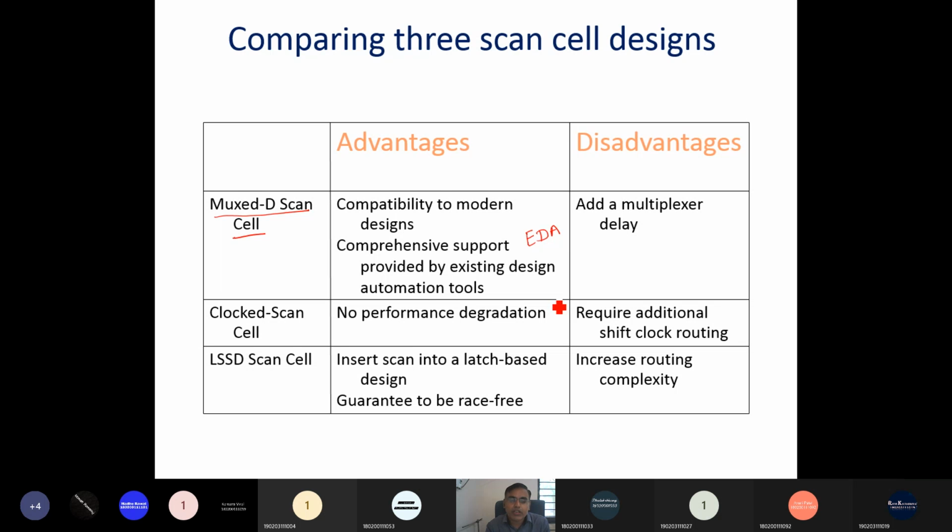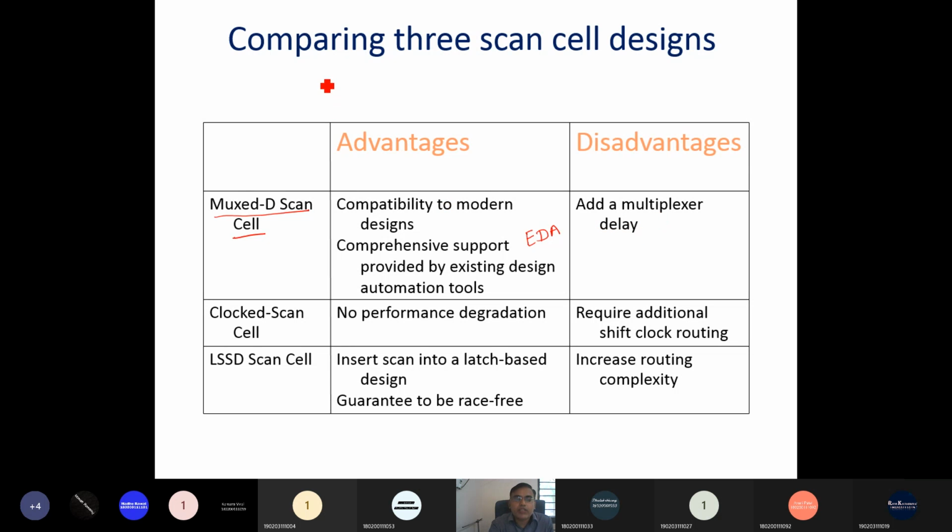So the tool itself will convert a design into a scannable design. That is the greatest advantage of the MUX-D scan cell. If you look at the disadvantage of the MUX-D scan cell, then it adds the delay of a multiplexer.